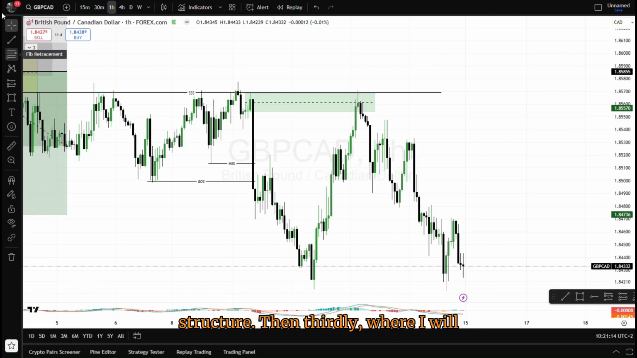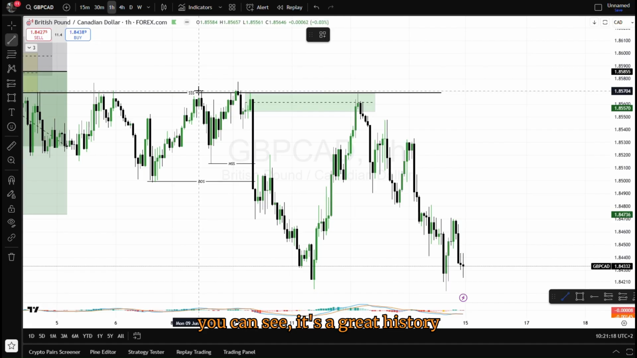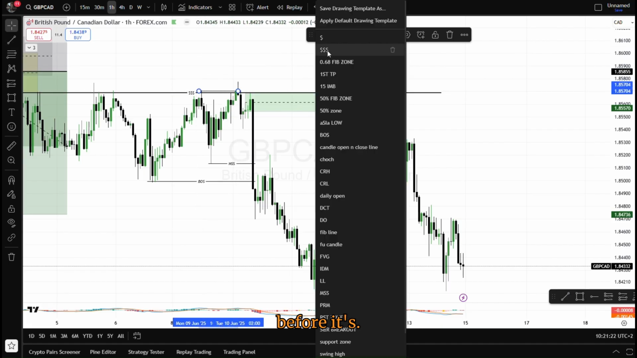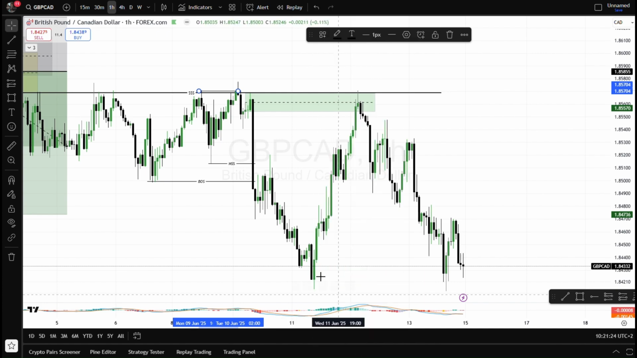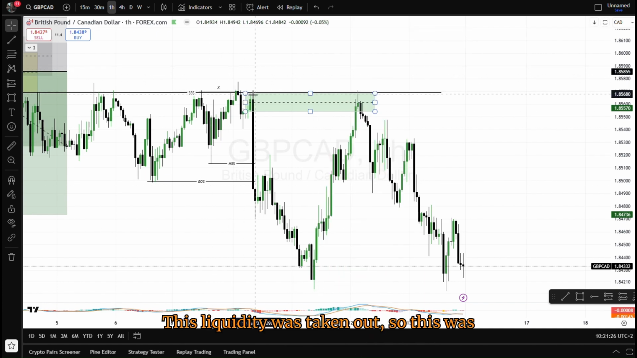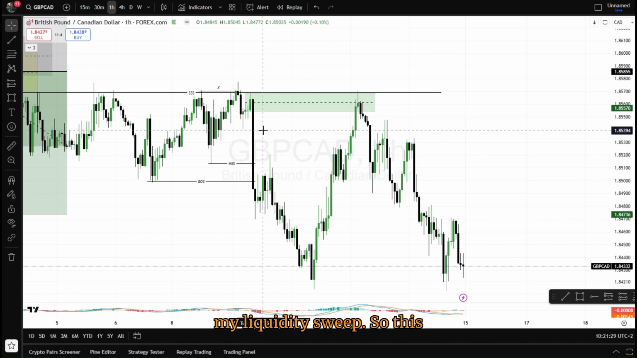Thirdly, what I always anticipate is a liquidity sweep. As you can see, a liquidity sweep happened right here before the down movement. This liquidity was taken out, so this was my liquidity sweep. This is part of what makes a good confirmation for my order block. Then we have this FVG right here.